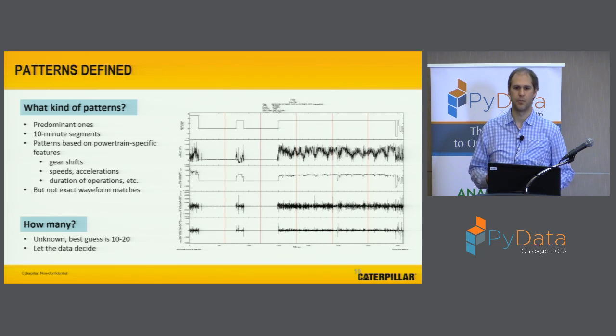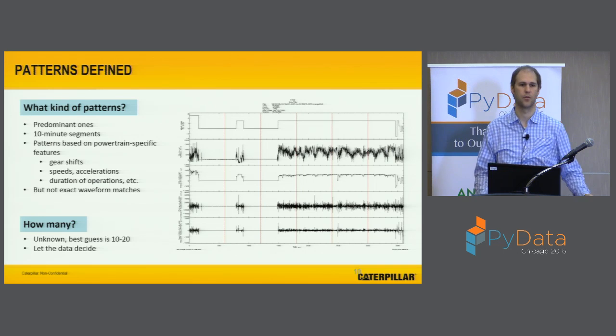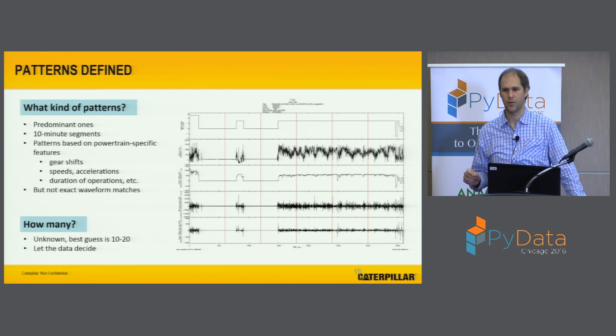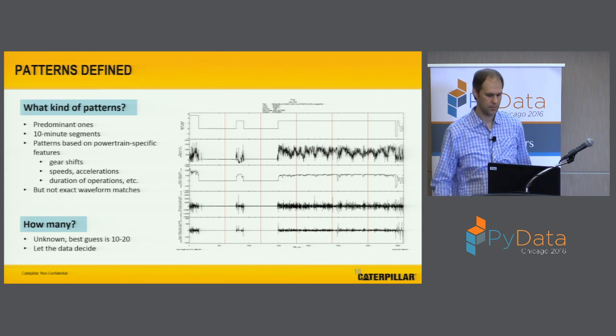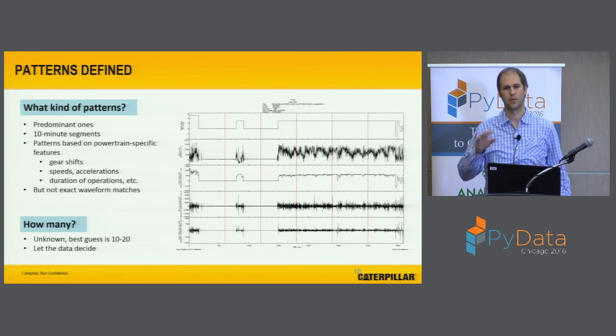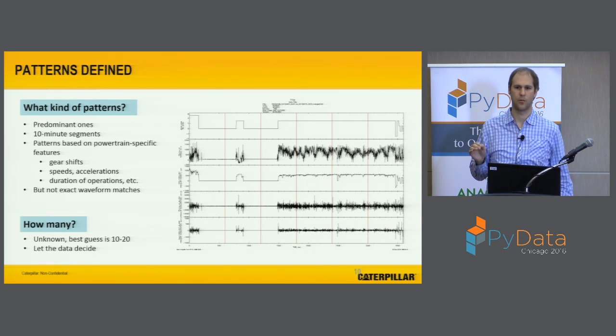And of course, their patterns were based on the powertrain features that they were very interested in, like the gear shifts, the speeds, the accelerations, torques, duration of the operations, and so forth. But clearly, after we got into the discussion, I realized they weren't looking for exact waveform matches. They were not looking through the data for when it follows this inclination and so forth, sine wave. They weren't looking for that. They were looking for specific aggregate features across the multivariate data, but not exact waveform matches.